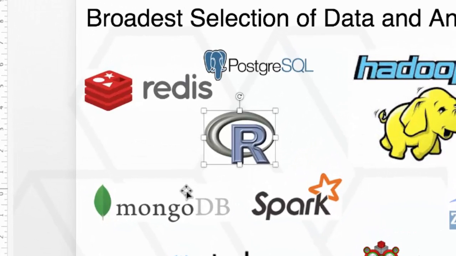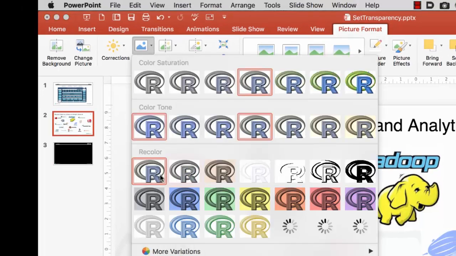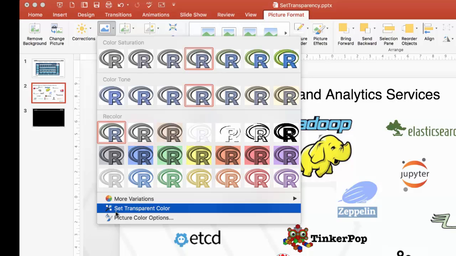See how it's covering everything up? Let's double click on that, the same way you got to the crop. Go to color, drop down, set transparent color. Love this thing. This works great for pictures with a white background and most icons that don't have white within them, because you're going to pick a color that becomes transparent.